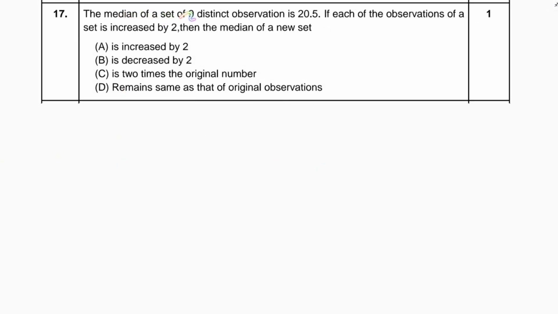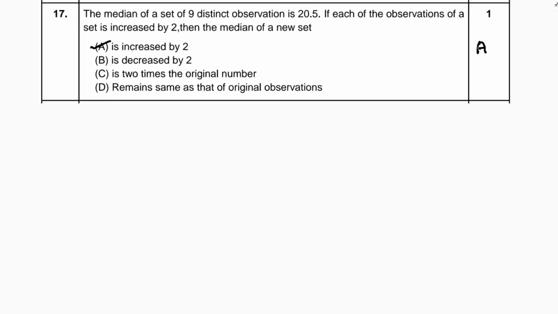The median of a set of 9 distinct observations is 20.5. If each of the observations of the set is increased by 2, then the median of the new set also will be increased by 2. So here correct option is A.